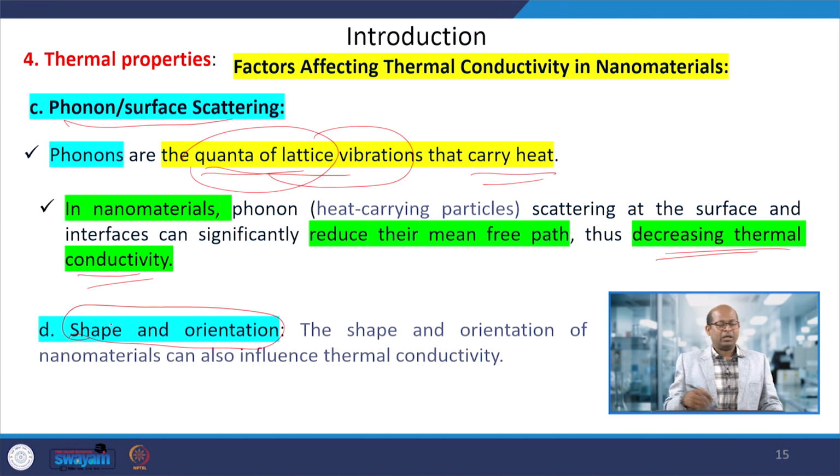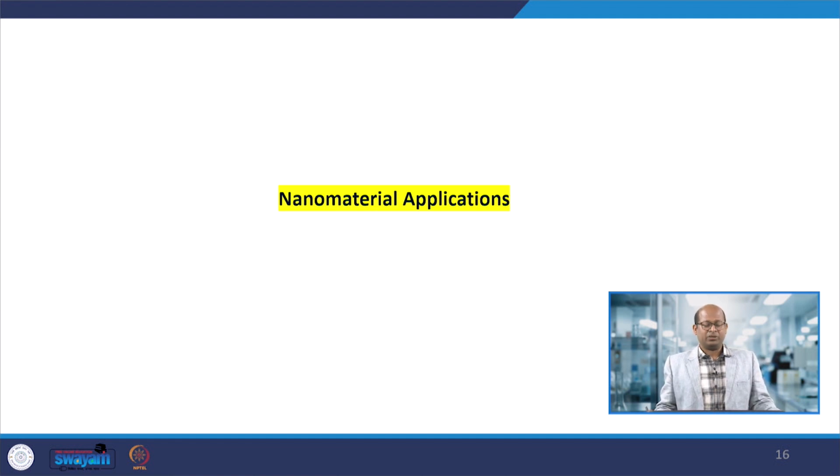Okay. Next is the shape and orientation. We can convert a bulk material into nano, and it has particular shapes or orientations, which may be spherical, cubical, or cylindrical. Depending upon those particular shapes or orientations, the thermal conductivity is also influenced. So, the thermal conductivity we are interested in would also be affected by the shape and orientation of the material.